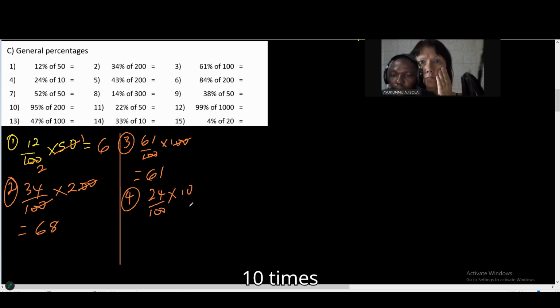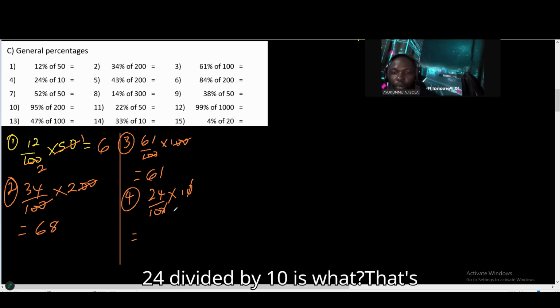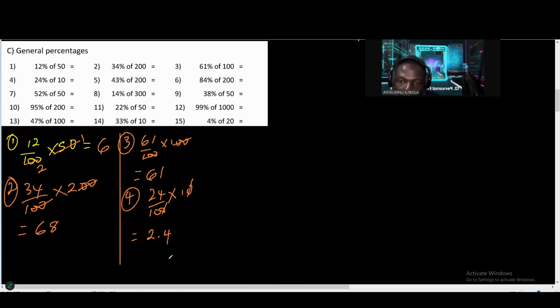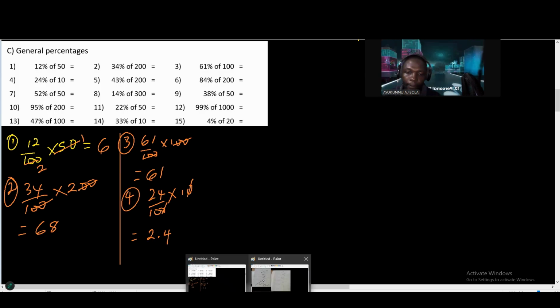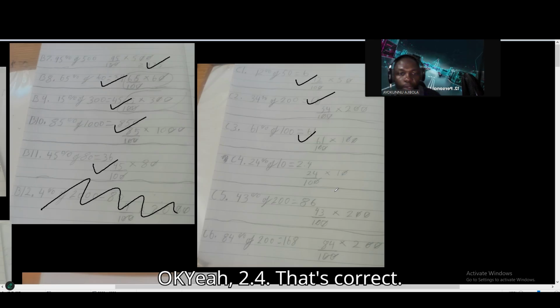Then number 4, we have 24% of 10, times 10. 1 zero cancels 1 zero. So 24 divided by 10 is what? That's 2.4, okay? Yeah, 2.4, that's correct.